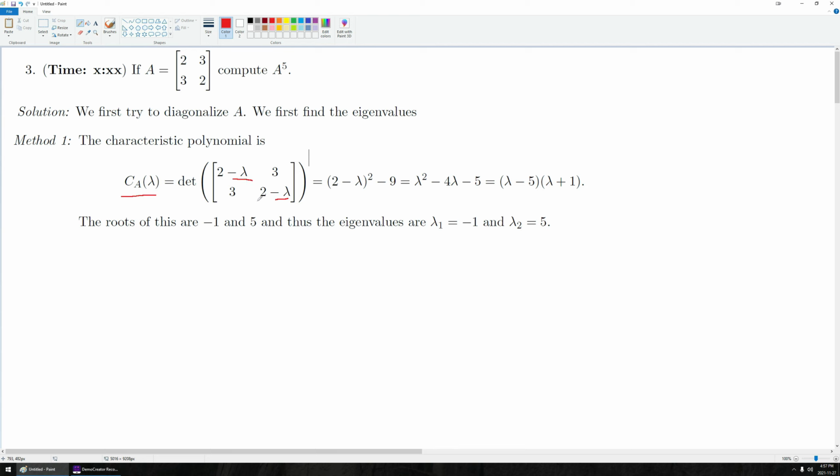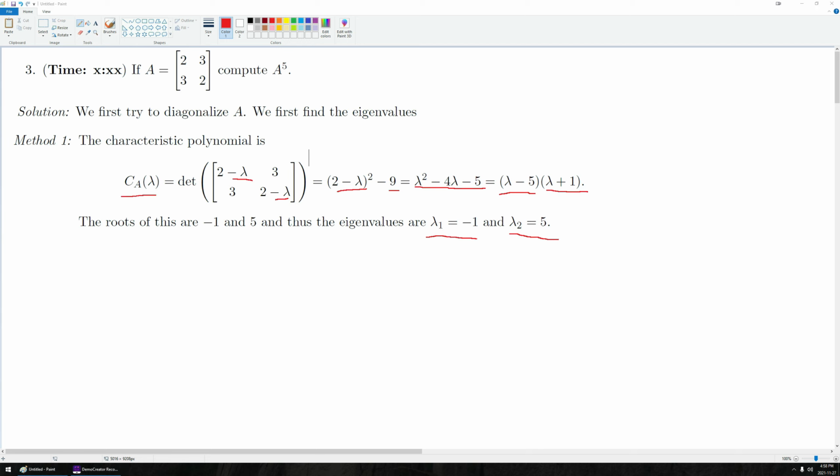This is a 2 by 2 determinant, so it's just the product of this minus the product of that, so this thing minus 9. That can be simplified by expanding out this term here and adding in the 9 to get this thing here. From here I can factor this into this term times this term. So the roots of this are simply minus 1 and 5. Thus the eigenvalues will simply be negative 1 or 5.